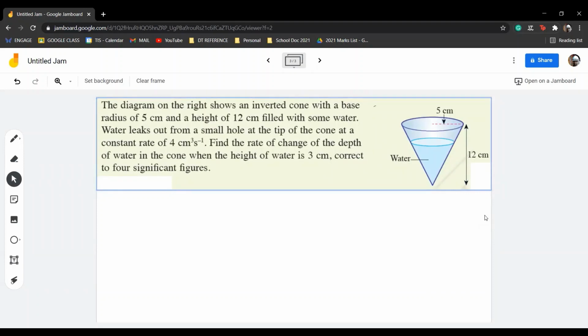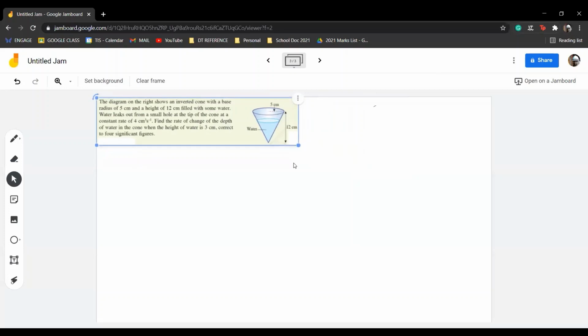If you can, you may pause the video here if you want to read the question and take some time to understand it. Okay. So now let's talk about this question. It is talking about an inverted cone with a base of 5 centimeters and a height of 12 centimeters, and the water is leaking at the tip of the cone.